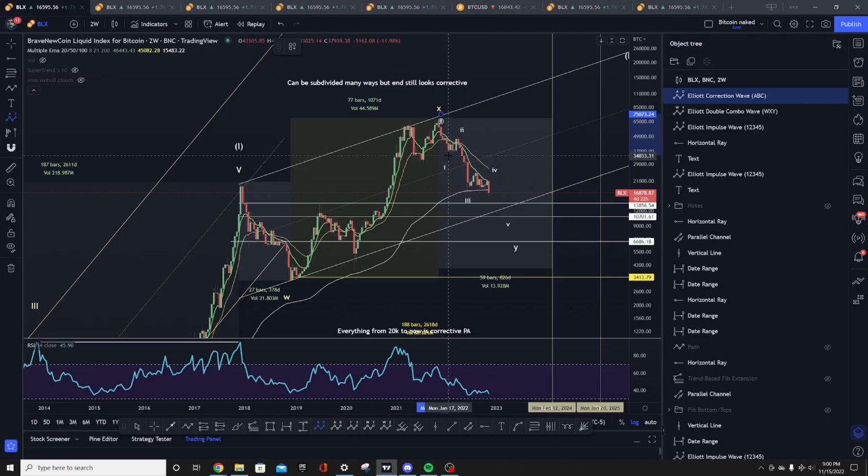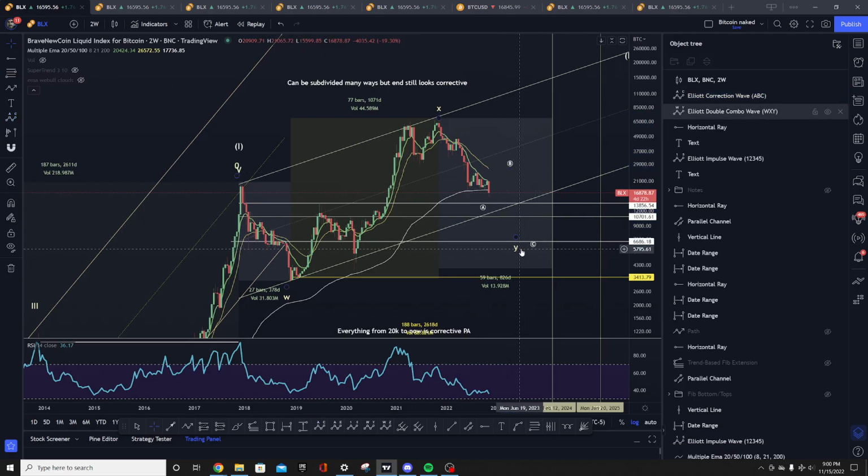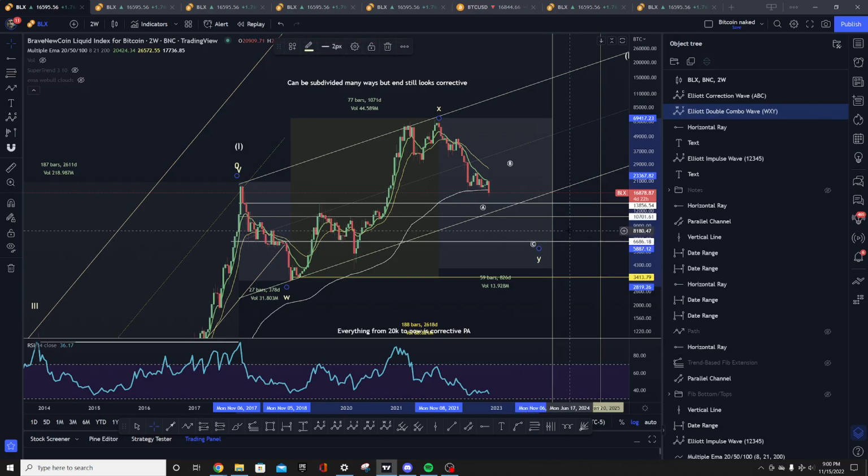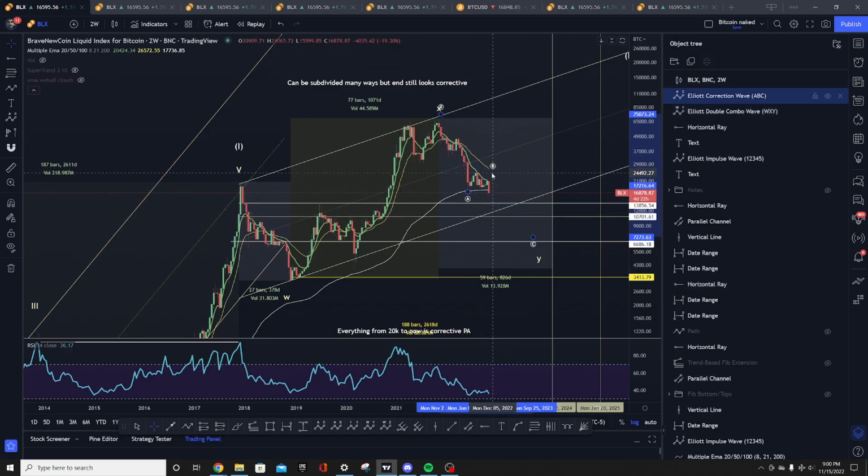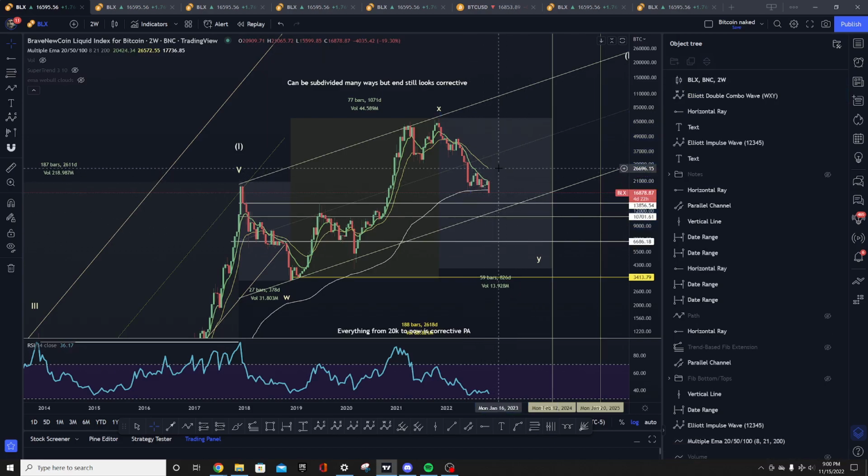I have to read up on the rules, but it would be A for the 5th, B, and then come down again. So something like that. We're just gonna have to wait and see. I'm not confident in what's gonna happen just yet. I am confident that once we get to around 10K, it's gonna have a god candle, like a 50% big candle, but I'll dive deeper into that a little bit later.